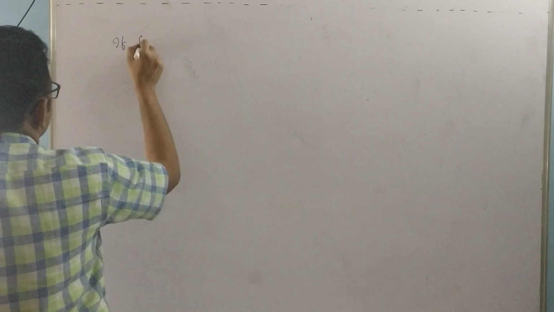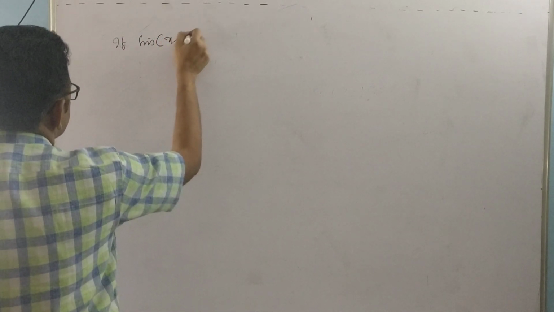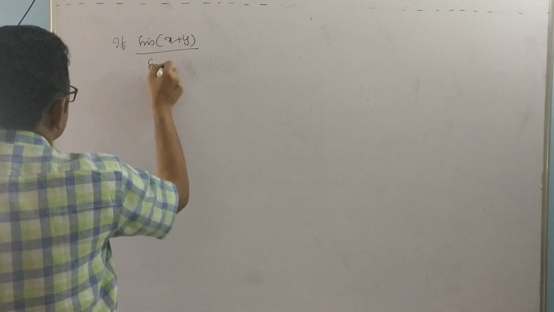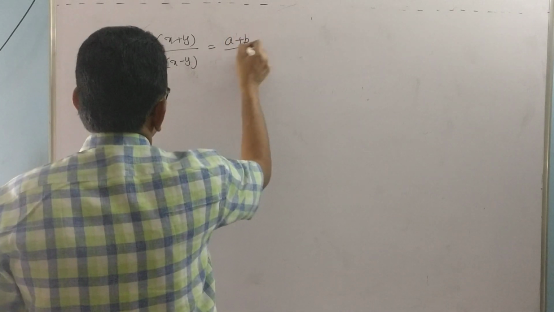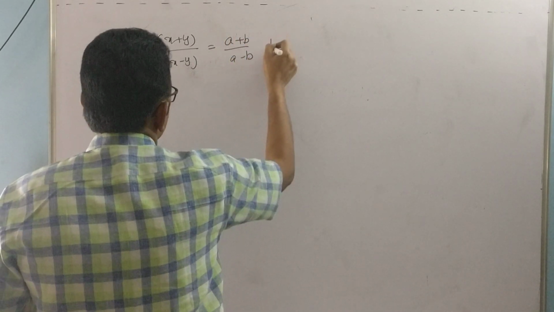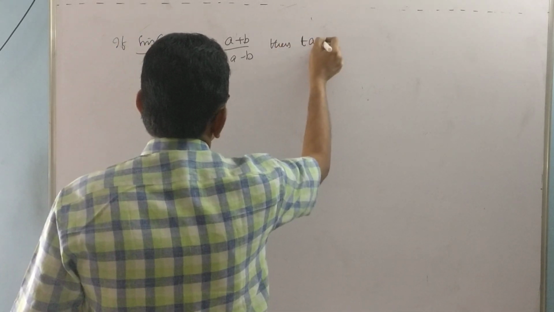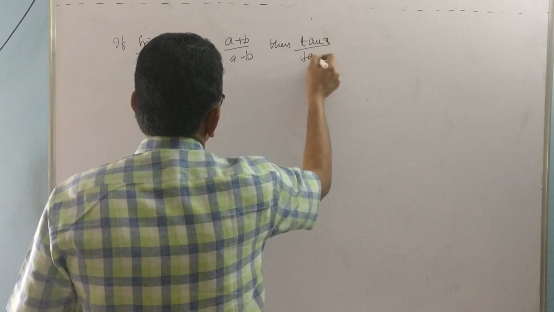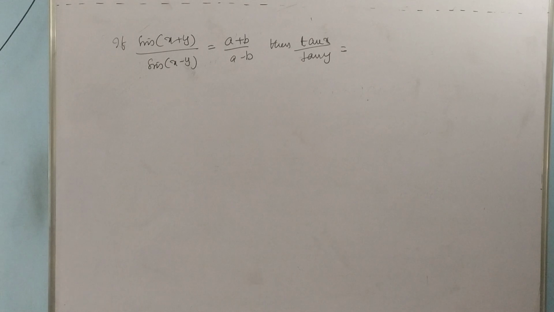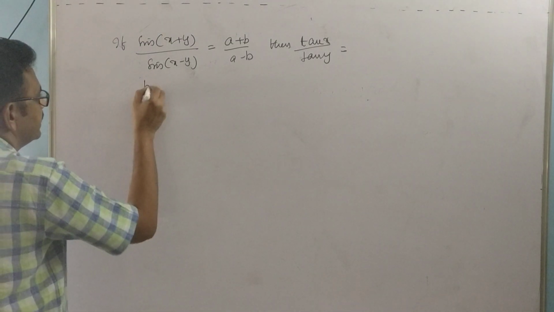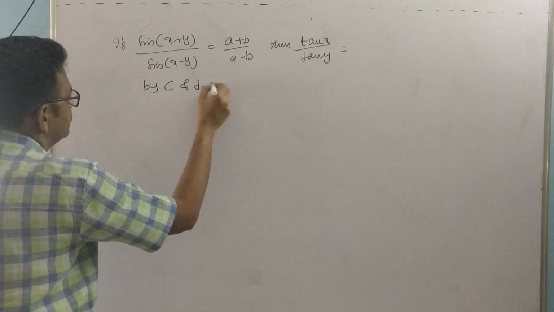Next one: if sin of (x plus y) by sin of (x minus y) is equal to (a plus b) by (a minus b), then tan x by tan y is equal to, in terms of a and b, what? Here, we apply the componendo and dividendo rule.